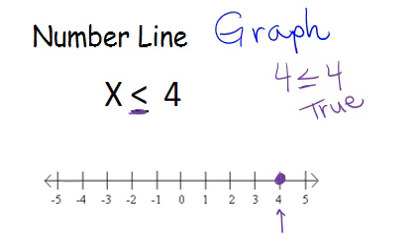We need to graph it. The inequality statement reads, X is less than or equal to 4. So we know that we are going less than. So we are going to shade to the left. Left, less than.